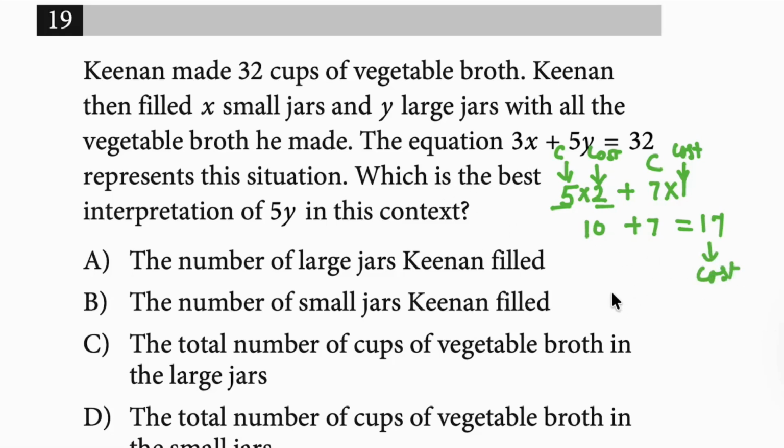Now let's see here. 3 times x plus 5 times y is equal to 32. So 32 is the total cups, right? x are small jars, y are large jars. So let's say 3 cups are for x jars and 5 cups for large jars. So cups times jars plus cups times jars is equal to cups. So that means 5 and y is the cups and jars combination.